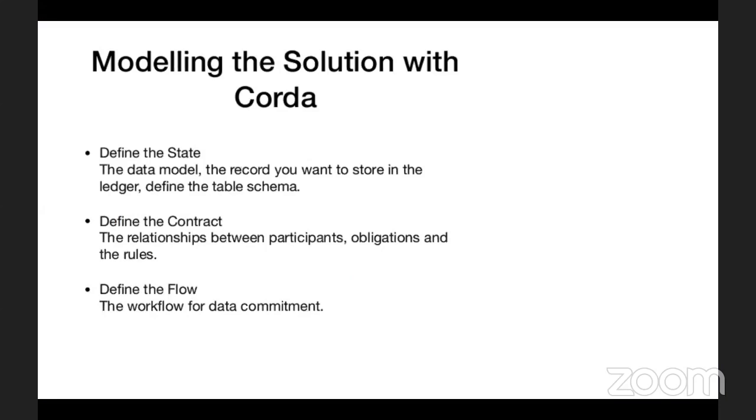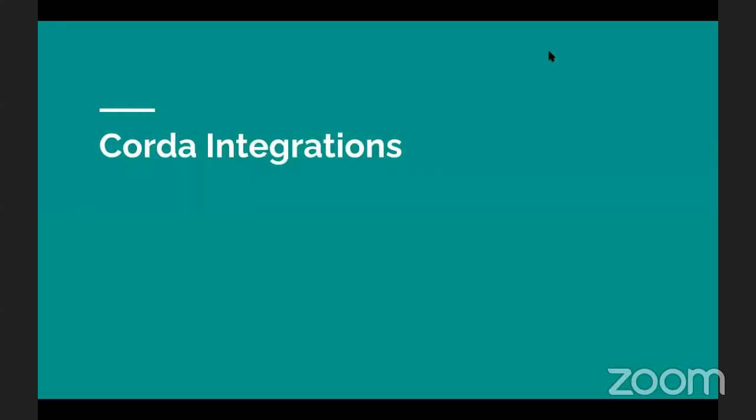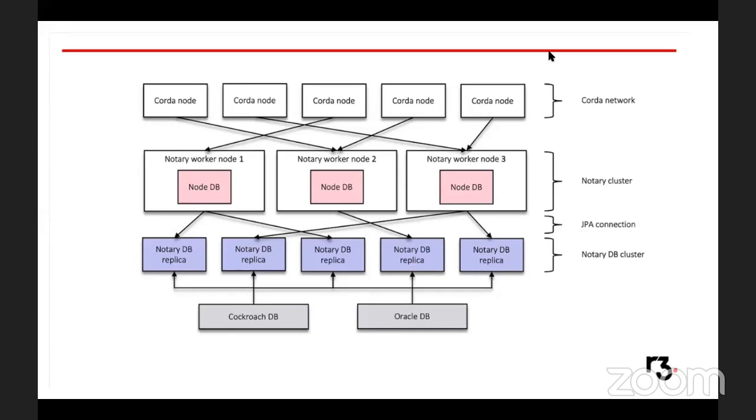So in Corda, when you model a system, first you have to define the state, then you define the contract, and then you define the flow. Okay, so this is the way you implement Corda integration. As we mentioned, we can use different databases.